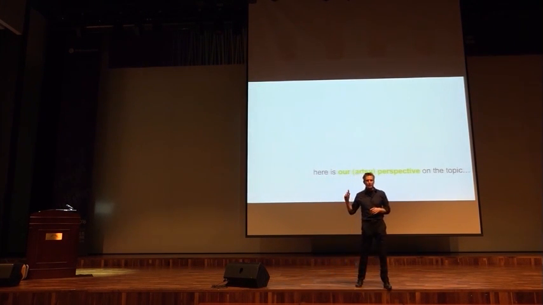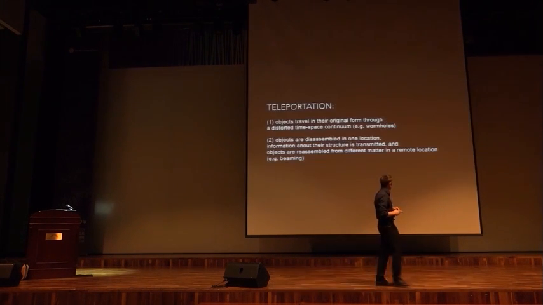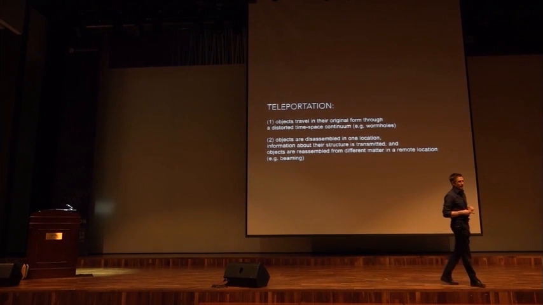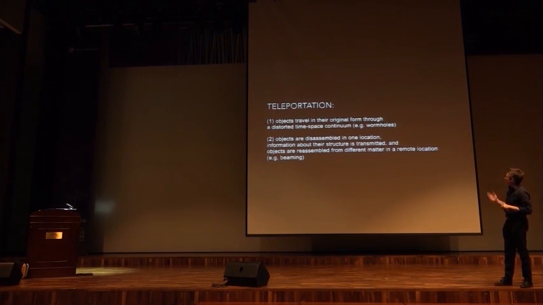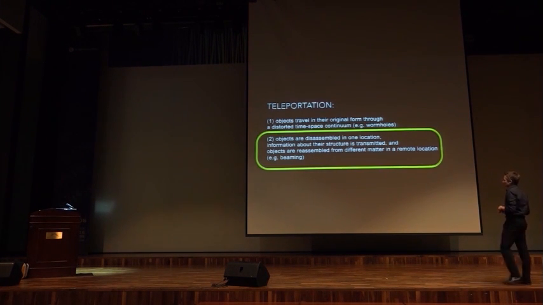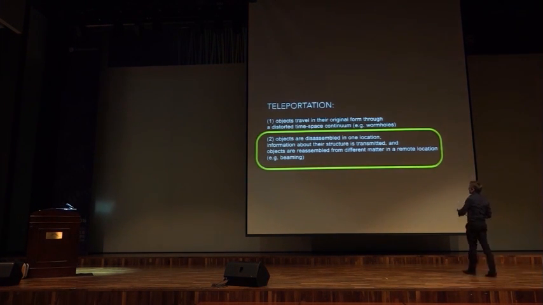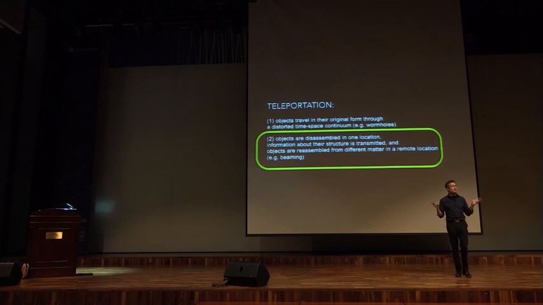So the last project I want to show is this one. It's an artsy perspective on this question. We thought about teleportation, and it turns out there are two definitions of teleportation. Number one is objects travel in their original form through a distorted time-space continuum, like a wormhole. We couldn't implement that. We didn't figure out how to do that. And the second one is what we thought was quite feasible. Objects are disassembled in one location, information about their structure is transmitted, and objects are reassembled from different matter in the remote location. It's known as beaming, if you're into that type of sci-fi.